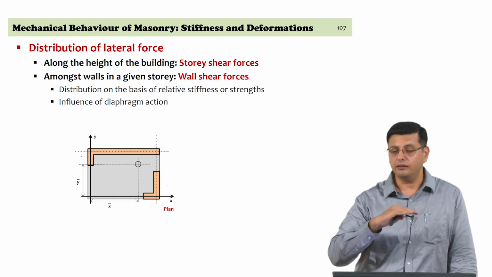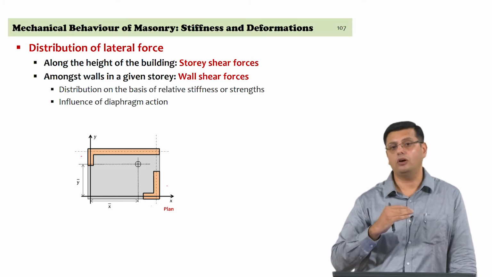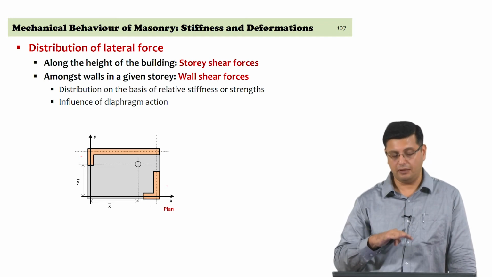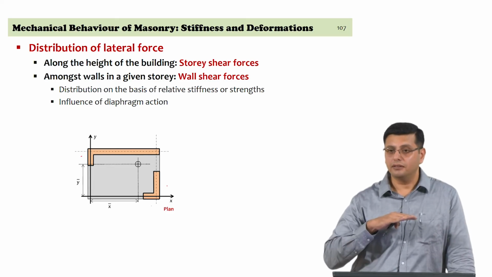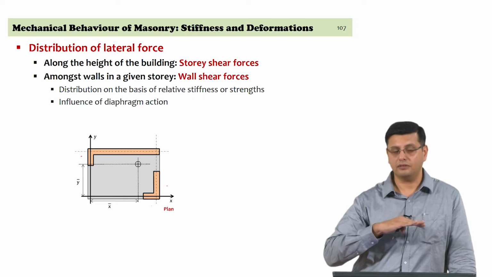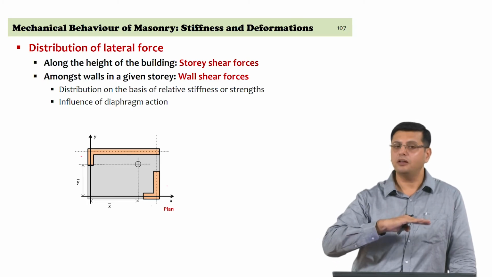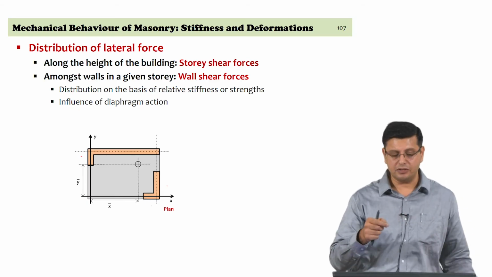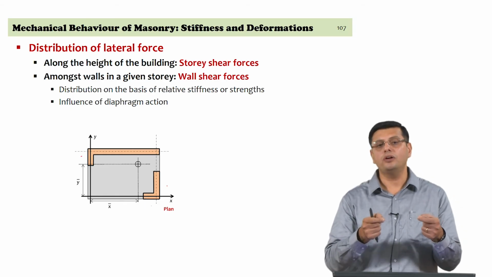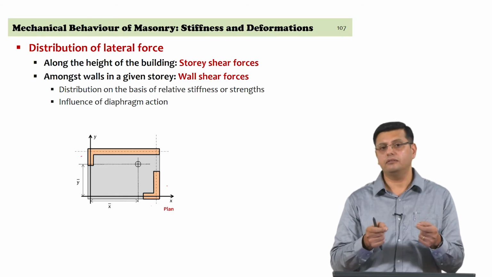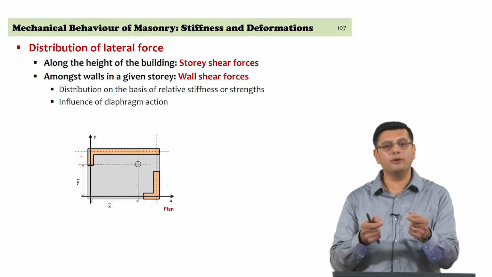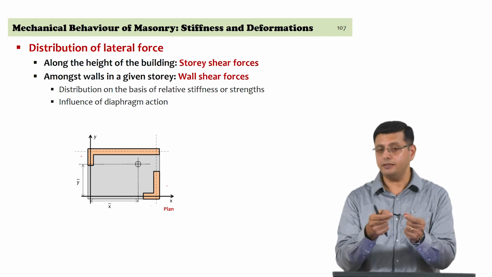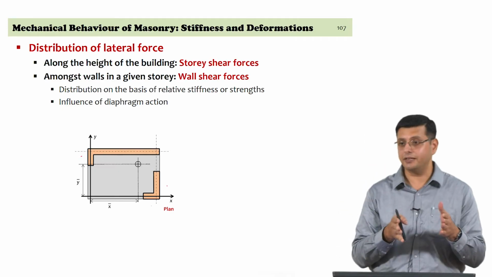Diaphragm action means the floor slab or the roof slab, if it is acting as an ideal diaphragm, is acting in a rigid manner, because of which the displacements at any point on the slab are equal due to the lateral force. That is, within the slab there are no relative deformations. If two points on the slab cannot deform relative to each other, they will displace, but not deform relative to each other, then the slab can be assumed to be ideally rigid and you have diaphragm action.